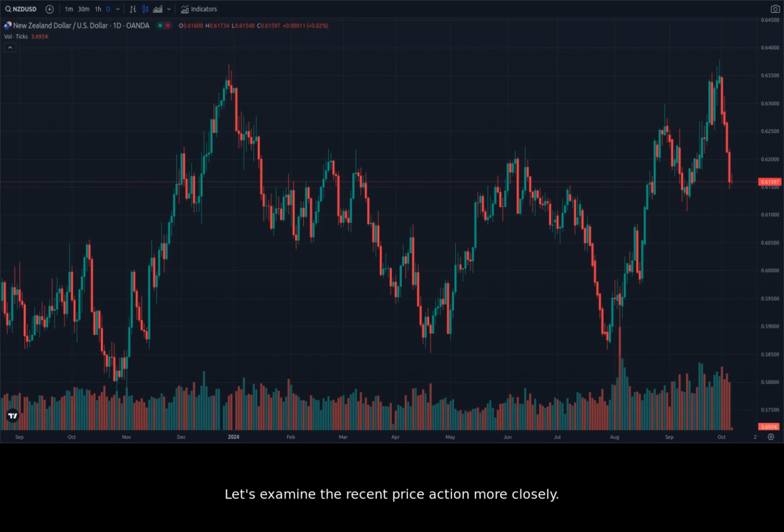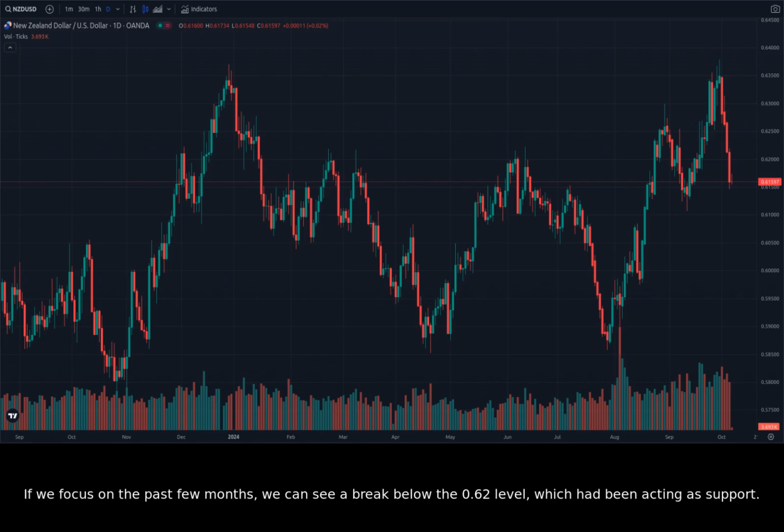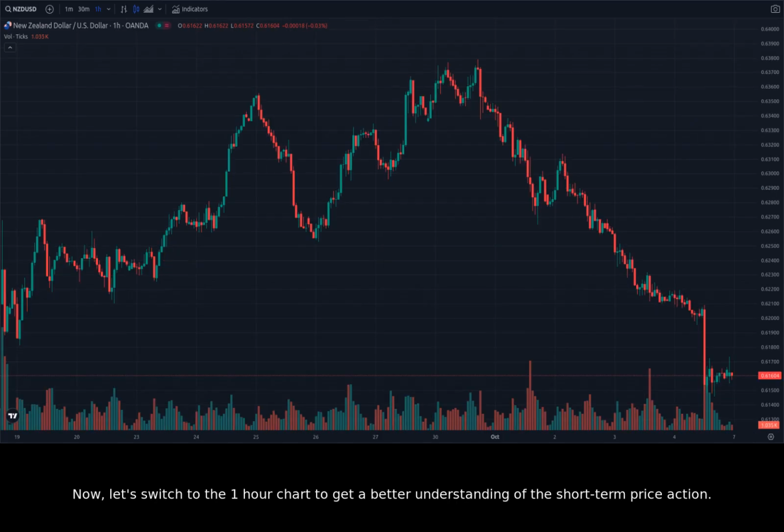Let's examine the recent price action more closely. If we focus on the past few months, we can see a break below the 0.62 level, which had been acting as support. This break signifies a shift in momentum and further weakness in the NZD. The price has found some support around the 0.61 level, but whether this will hold or not remains to be seen. Now, let's switch to the 1-hour chart to get a better understanding of the short-term price action.